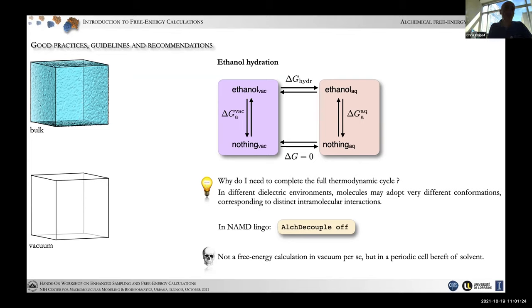So you have very different conformations, and therefore very different intramolecular interactions. And so you cannot just assume what this keyword controls. If you put alchemical decouple on, you assume that your intramolecular interactions are the same in vacuum and in the condensed phase, and therefore you don't need to do the vacuum calculation. That's a wrong assumption. So by default, I would always keep decouple off.